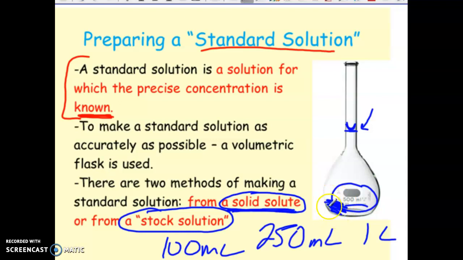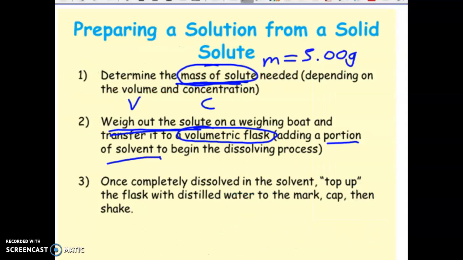Normally what happens is you add a little bit of your solvent, you mix it around, and you ensure that it is fully dissolved. Once it's dissolved, you add enough water or solvent to reach the bottom of the meniscus at this line. Then you thoroughly mix it and you have your solution. So you first dissolve in your solvent, and once it's completely dissolved, you top up the flask to the mark, put a cap on it, and ensure that it is mixed.